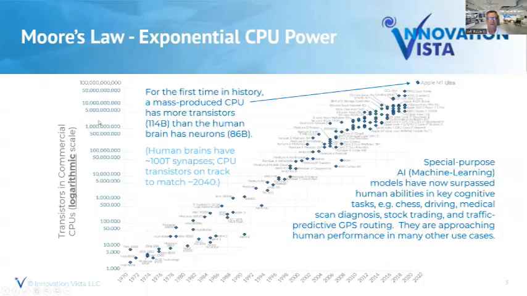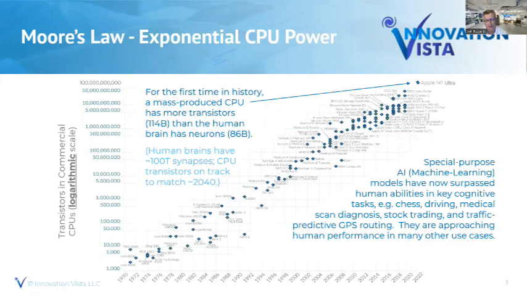So just a little bit of context on the industry and where we are right now. This graph is a logarithmic scale of the number of transistors on a commercially available CPU, starting from 1970 all the way through 2022, as you see. For the very first time in history, a single chip, that right now is the Apple M1 at the top of the graph, has more transistors than the human brain has neurons.